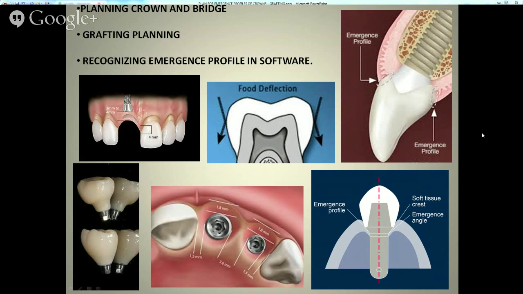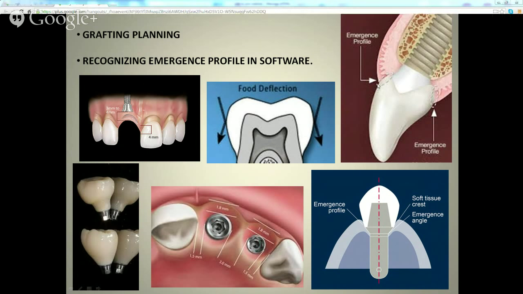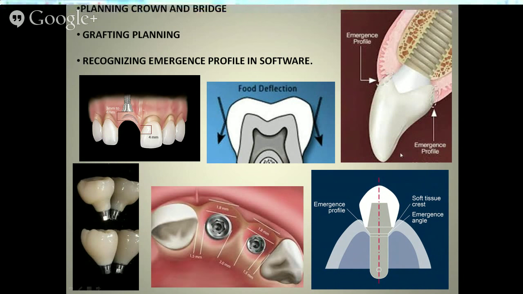I have some pictures here on screen that demonstrate what some of the ideal parameters are for emergence profile. And if you look at the top right picture, it's an anterior tooth, and the emergence profile, as you see, emerges out of the gums in a gentle curvature as a natural tooth would.